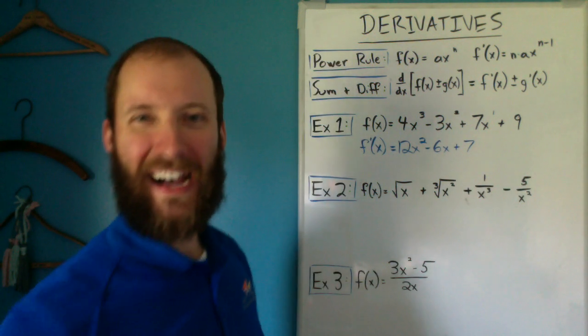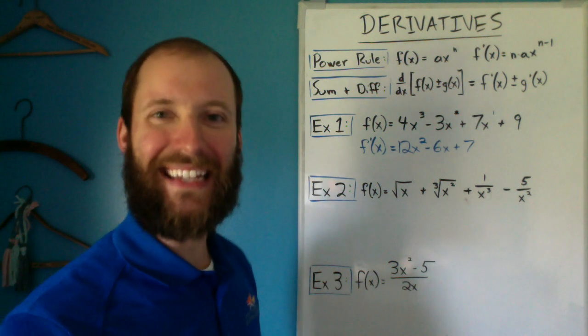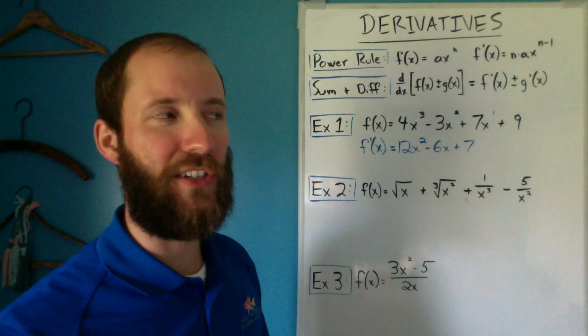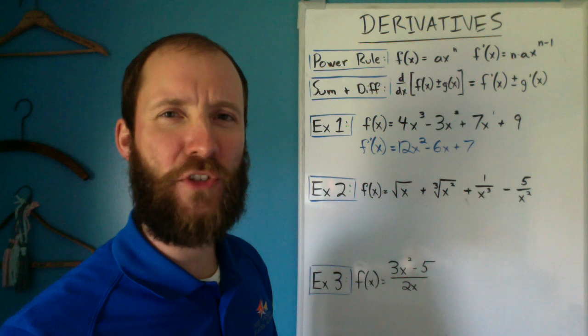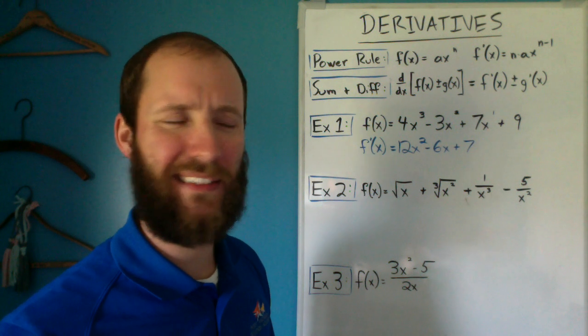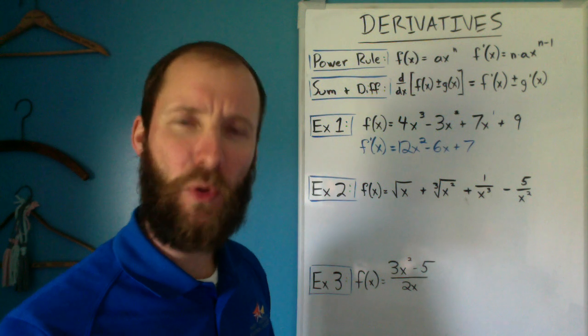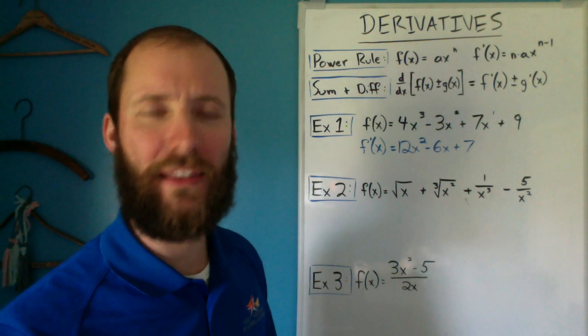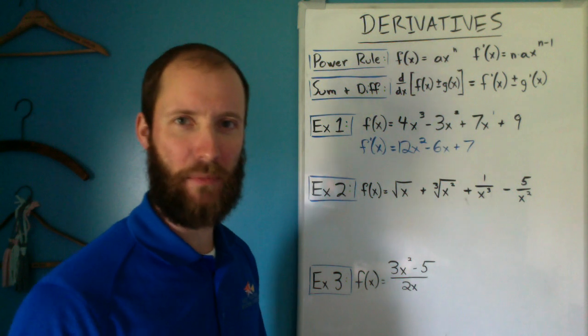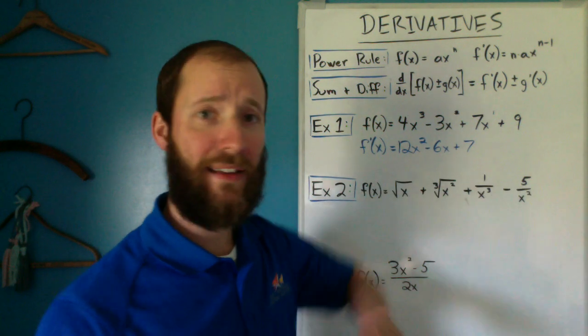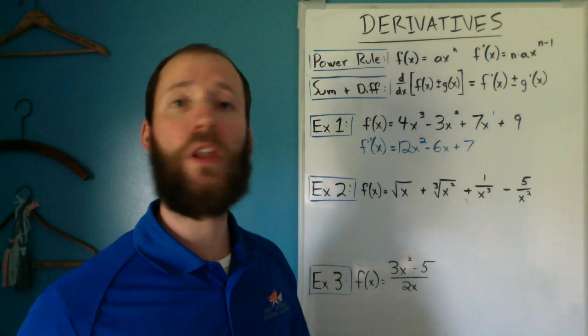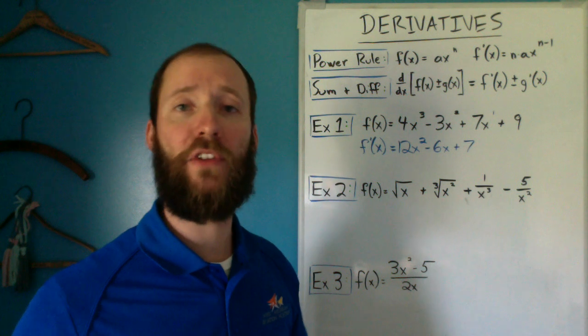Another word for 9 or a number is a constant. Think to yourself, what is the rate of change of a constant? How is a constant object changing? Well, by definition, it's not. Okay, there is no rate of change of a constant number. So this 9 cancels out. It's no longer a part of the derivative function.